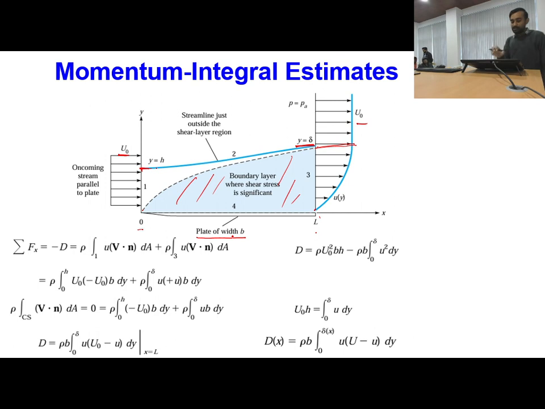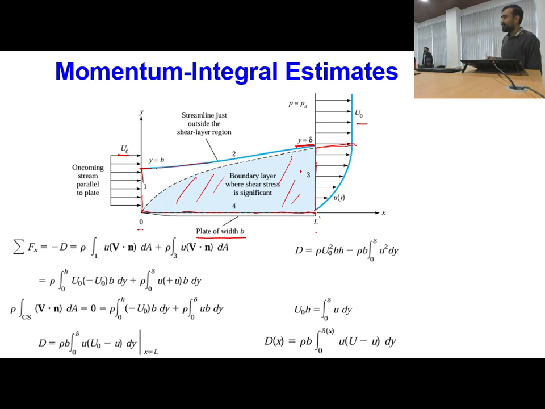By using this particular streamline as my control volume, whatever the blue colored streamline I have shown over here, this I will be considering as the top face of the control volume. Then this side and this side are the left and right faces of the control volume, and this bottom wall is nothing but the bottom face of the control volume.